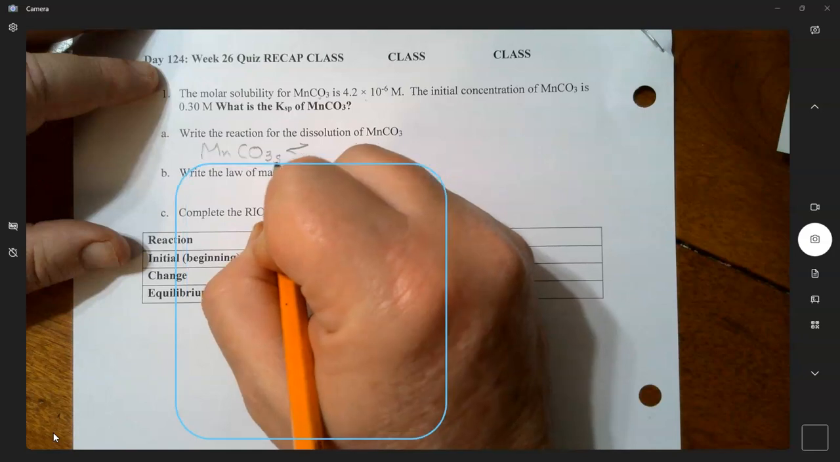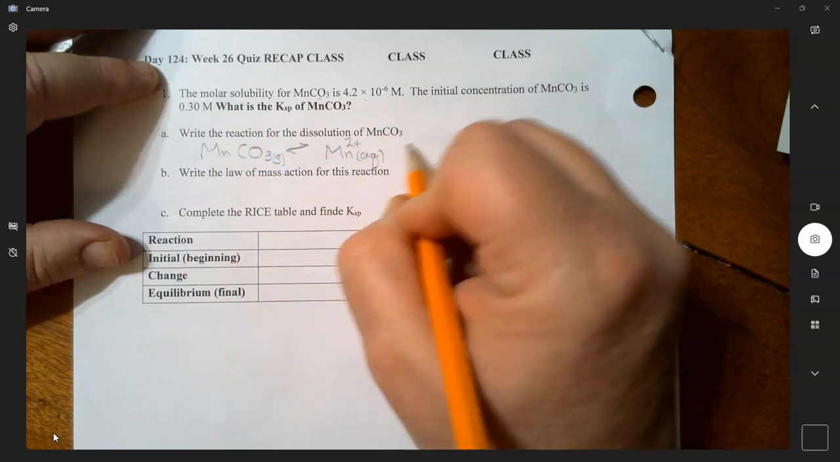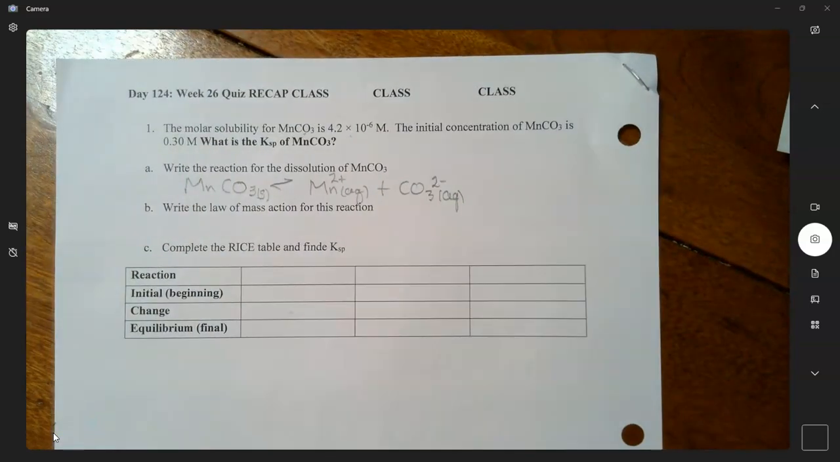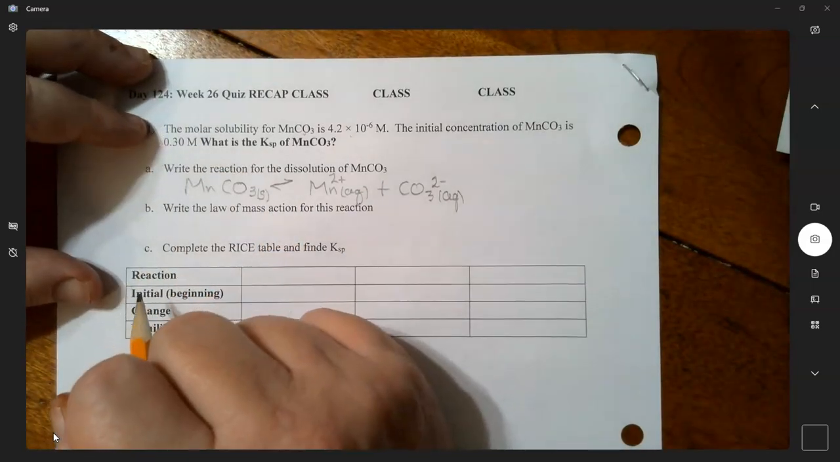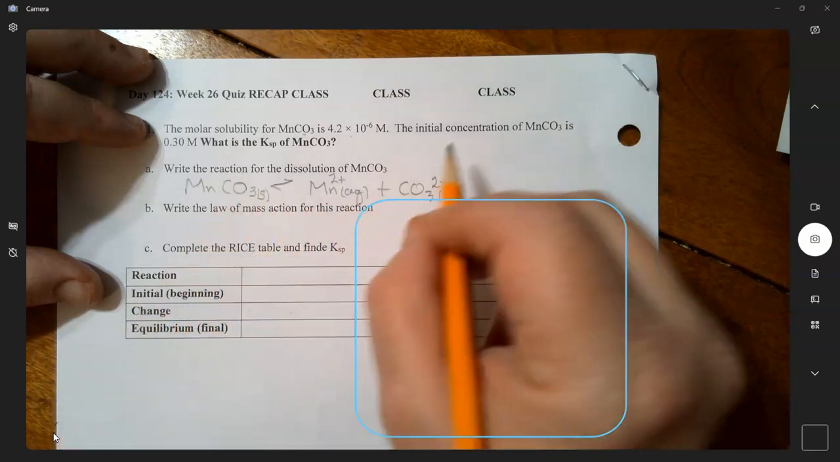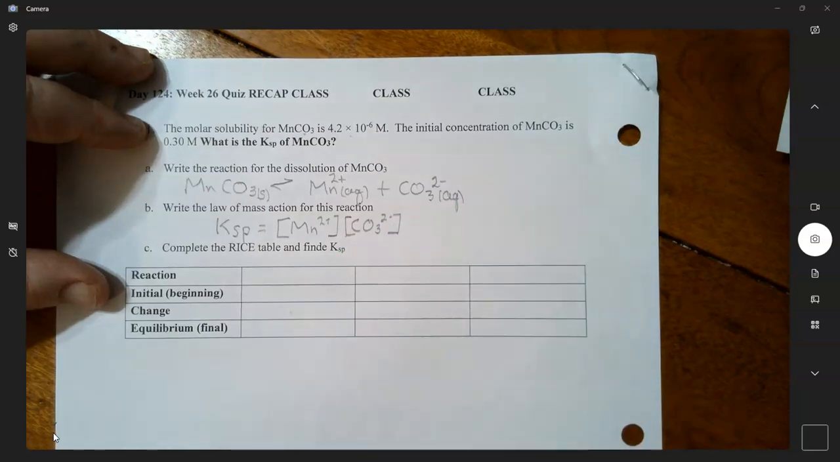And this is a solid, and it's going to produce this. Okay, there you go. There's the reaction, the law of mass action. Again, you don't include a solid. Okay, and it gives you the KSP, or excuse me, it does not. You're trying to find that. So, okay, and there it is.